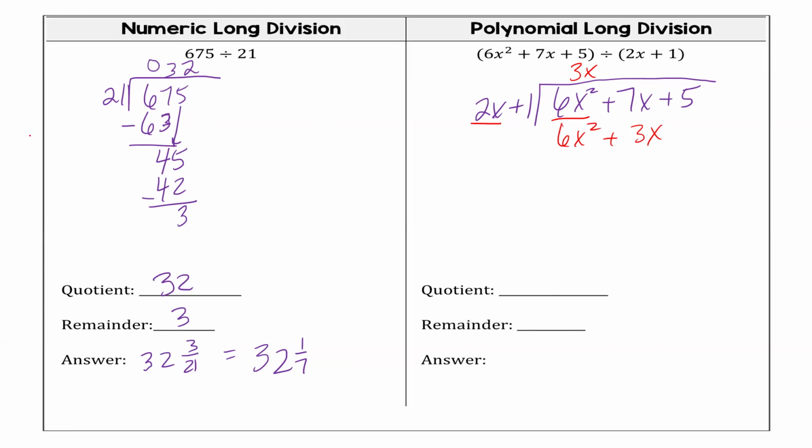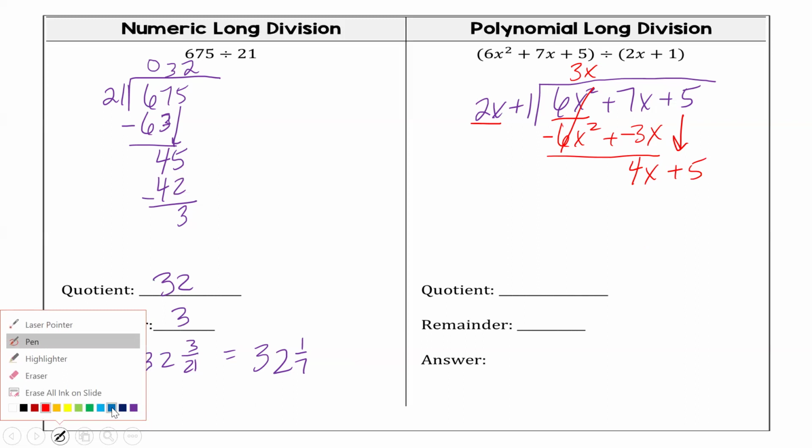Now we're going to subtract. Because there are multiple terms, you're not just going to subtract the first term. You're going to also subtract the second term. And what happens here? We're left with 7 minus 3, which is 4x. So we divide, multiply, subtract. Now we're going to bring down and do it again.